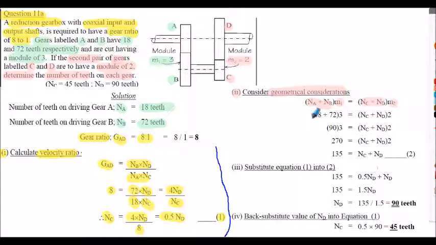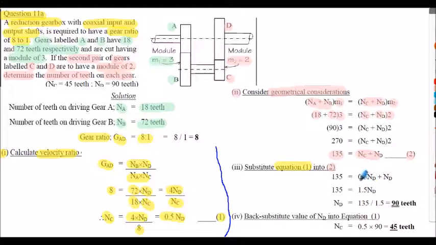Inserting the number of teeth for gear A and B and the module of gears A and B, that's equal to the number of teeth on gears C and D added together and multiplied by the module of those teeth, which is 2. The next two lines just simplify the equations, with the final equation being 135 is equal to N_C plus N_D, and I've called that equation 2. We're now going to substitute equation 1 into equation 2. So equation 1, N_C is equal to 0.5 N_D.